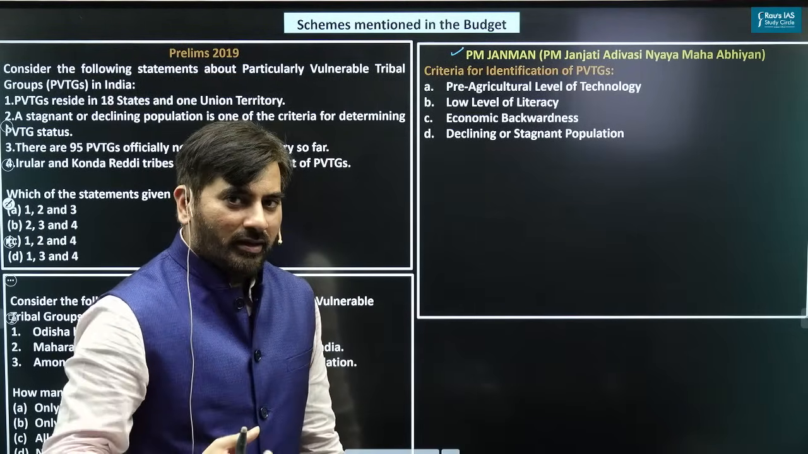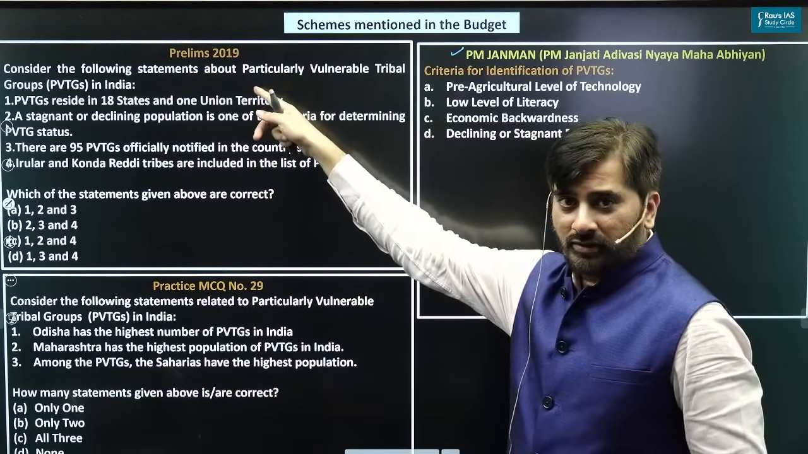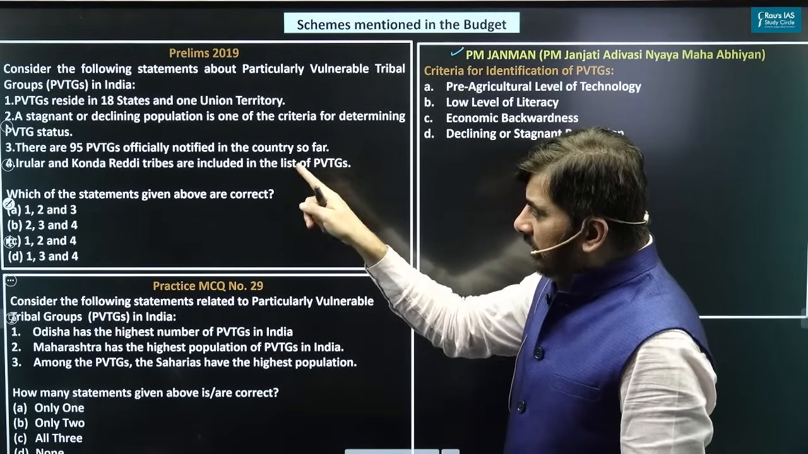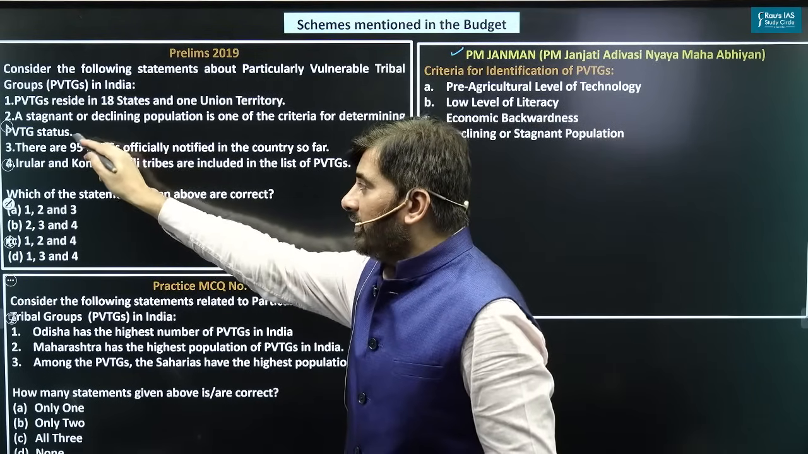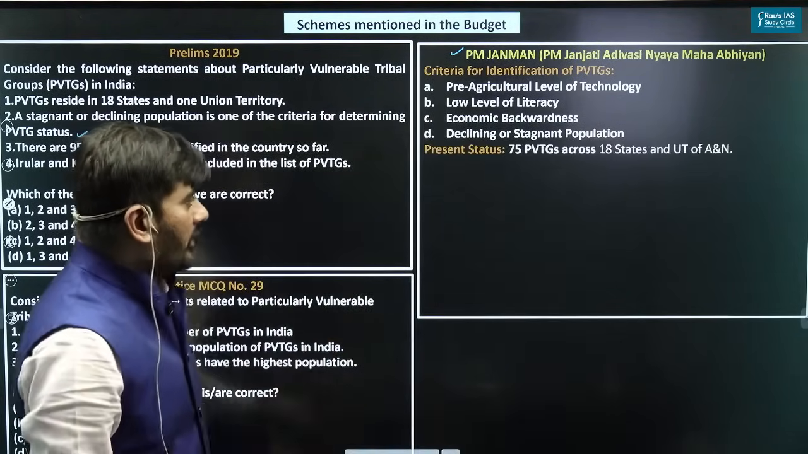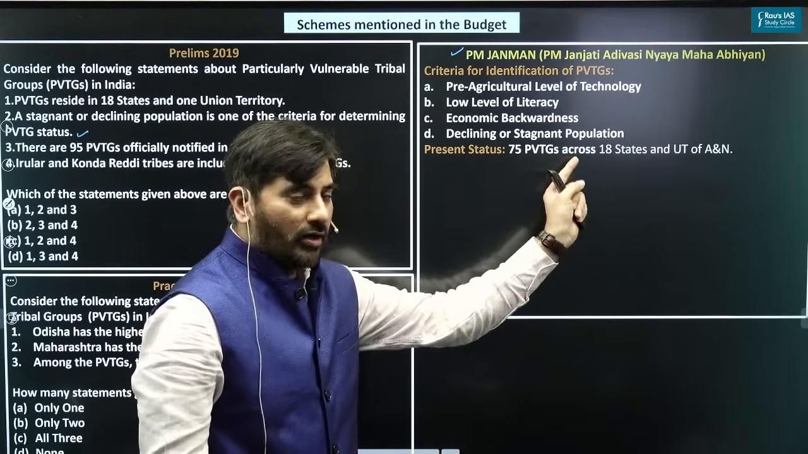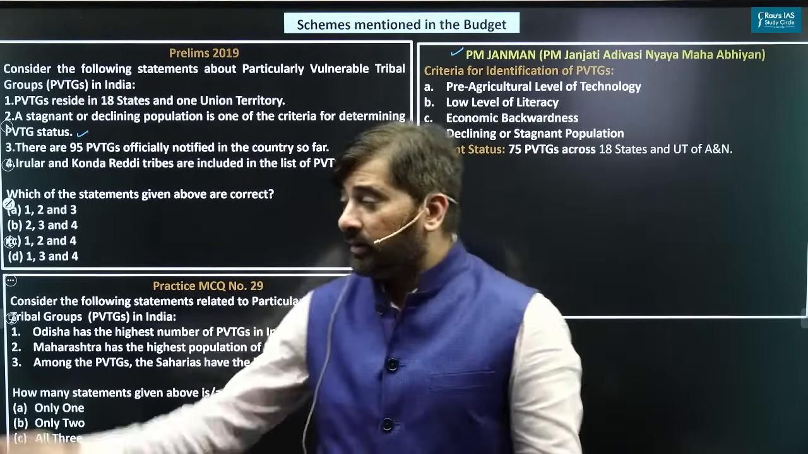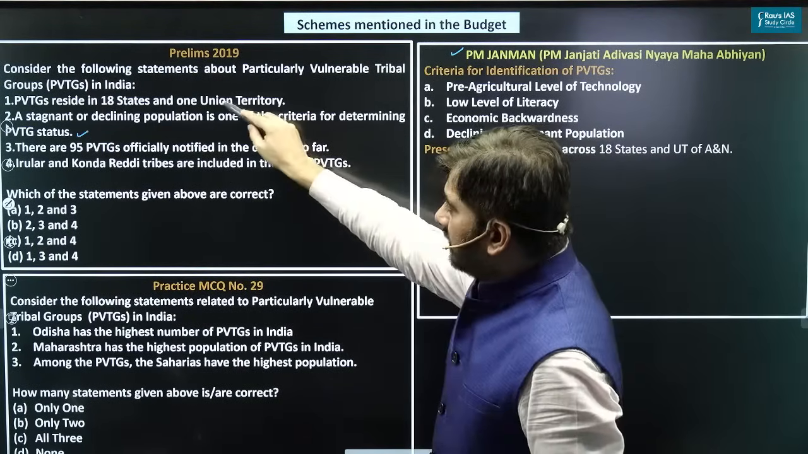Now, if you ask me, sir, should I remember these criteria? Yes. Look at the question asked in Prelims 2019. Second statement: a stagnant or declining population is one of the criteria for determining PVTG status. Yes, it is correct. Same way, what is the present status? Right now we have 75 PVTGs across 18 states and 1 union territory of Andaman and Nicobar. PVTGs reside in 18 states and 1 union territory, which is correct.